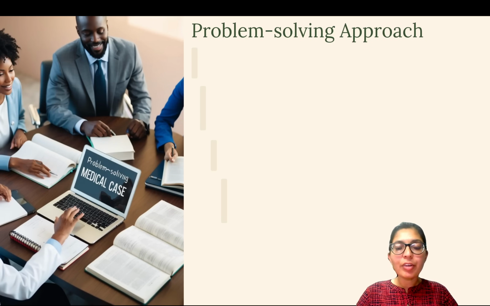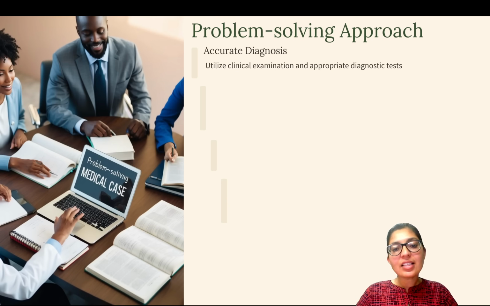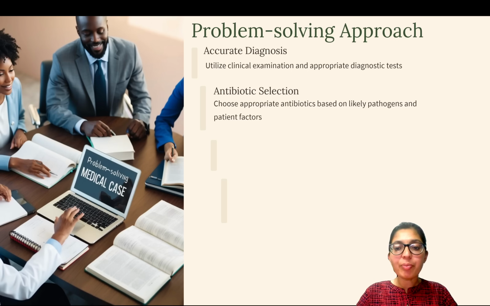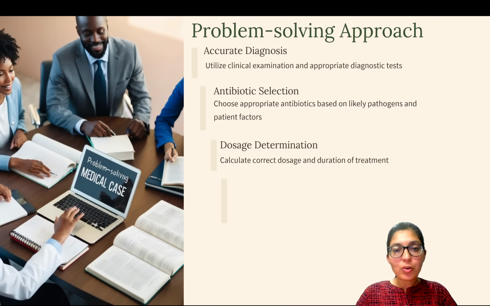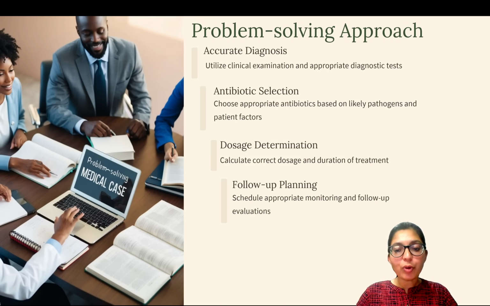So what's the problem solving approach for these cases? Accurate diagnosis. Utilize clinical examination and appropriate diagnostic test. After that, there is antibiotic selection. Choosing appropriate antibiotic based on likely pathogen and patient factors. Dose determination, which is very important. Calculate correct dose and duration of treatment. And last one is follow-up planning. Schedule appropriate monitoring and follow-up evaluations. This is the problem-solving approach which include accurate diagnosis, antibiotic selection, dose determination and follow-up planning.